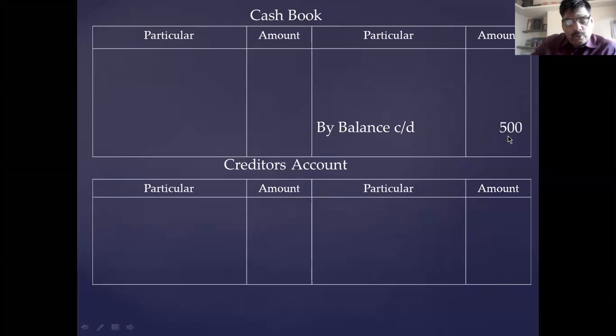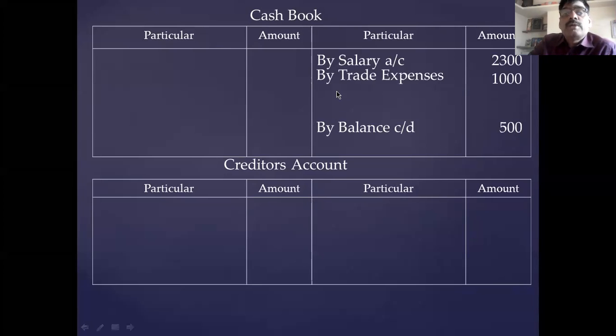Then go to the C point. In the C point, there are payments. I will take the payments. First payment is office salary, 2,300. Trade expense paid out of cash is 1,000. Then personal expense. Personal expense I'll record as drawing, but the amount is a question mark. I'm helpless.